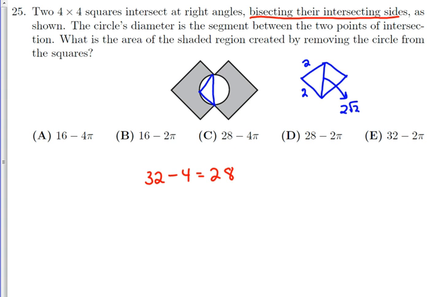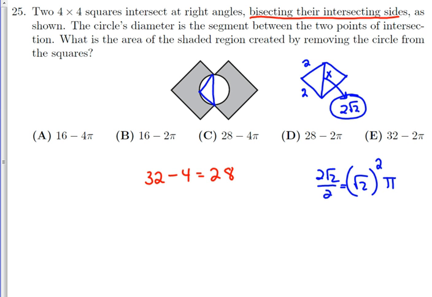In a 45-45-90 degree triangle, you multiply one of the legs by root 2 to find the hypotenuse. If you didn't know it, then you just make that x and use the Pythagorean theorem. But whatever the case, the diameter becomes 2 root 2, so the radius is just half the diameter, and 2 root 2 divided by 2 is just root 2. So the area of the circle is pi r squared, so we square root 2 and multiply times pi.